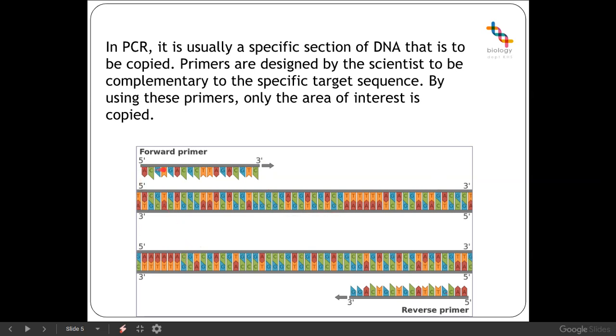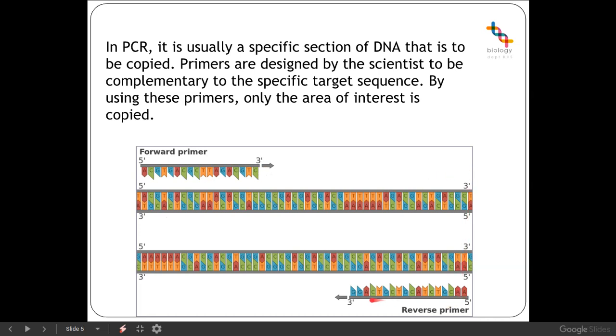So as you can see, this one here is complementary to this strand down here, and this one here is complementary to this strand up here. So that means that when these DNA templates are split apart, this one will come along and bind on to this bottom strand, and then the DNA polymerase is able to add the new nucleotides on to that section.